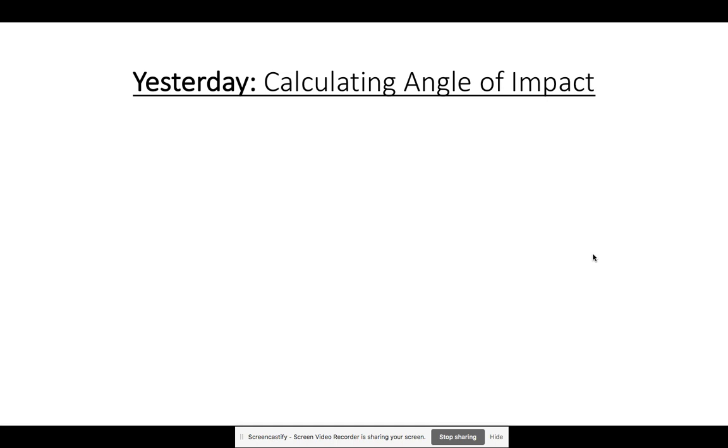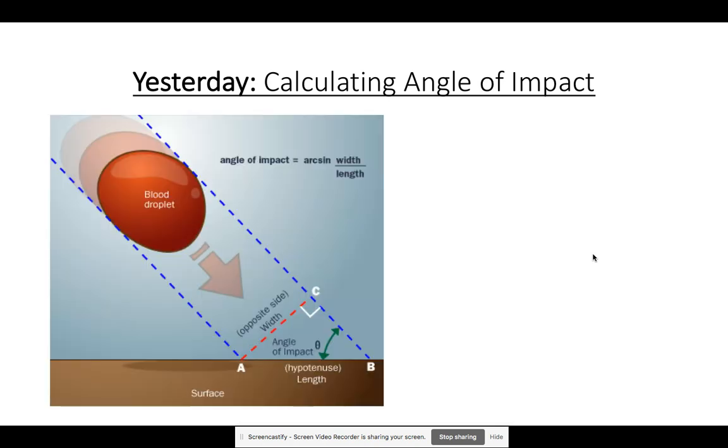Now, yesterday we talked about how to calculate the angle of impact, and you did 3 practice questions getting used to doing this. I know sometimes it takes you a minute to get back into SOHCAHTOA or calculating angles for triangles. So yesterday was some good practice for that and learning how a blood drop, as it splashes down onto a surface, is going to make a certain shape depending on that angle.